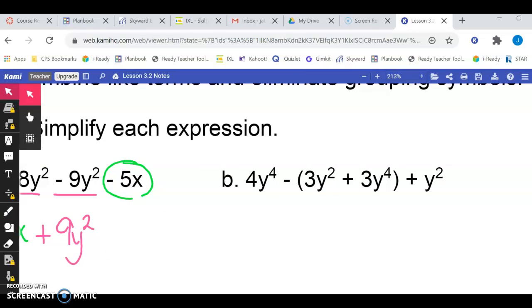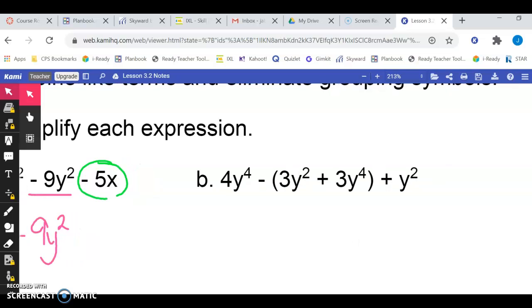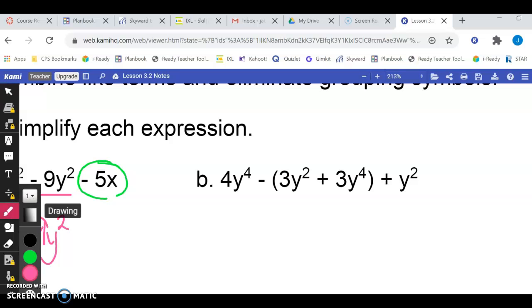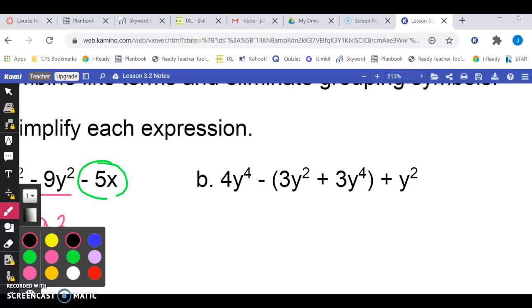The next one here, I have 4y to the fourth power minus the quantity of 3y squared plus 3y to the fourth, and then plus y squared. So I see that this negative sign out front is really like a -1 outside of that parenthesis, so it needs to be distributed inside. So you're multiplying both of those terms by a -1.